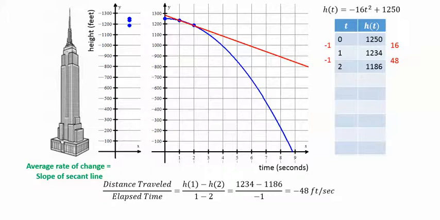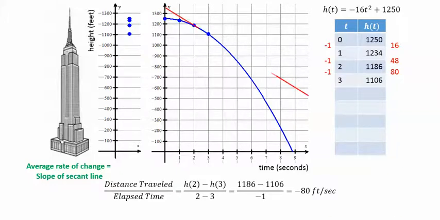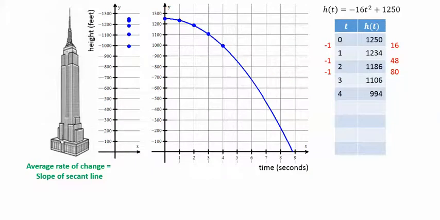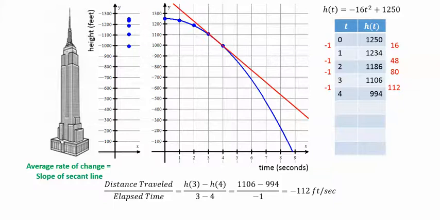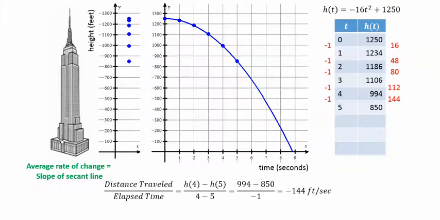Let's move quickly through the rest of the data and come back to that question when the coin hits the ground. Remember that you can pause at any point and verify my calculations. So you'll see that at time t equals 3, the height is 1,106 feet. The average velocity from t equals 2 to t equals 3 is negative 80 feet per second. From t equals 3 to t equals 4, it would be negative 112 feet per second, and again this is the same as the slope of the secant line connecting those points.